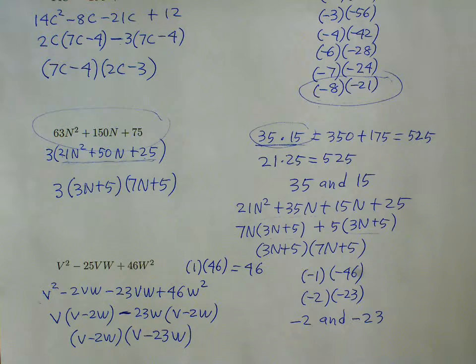I'm curious, when you're doing the AC method, does it matter if your -2 comes before the -23 VW, or can you flip-flop those? The order of the middle terms? Yeah. It doesn't matter. It'll work either way. You just have to make sure you're careful with the signs, as always.